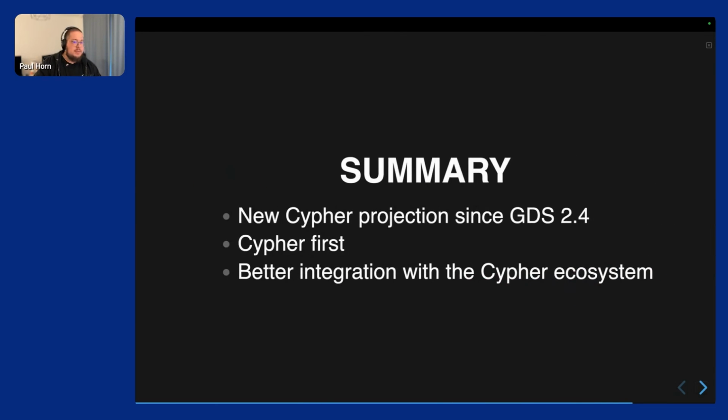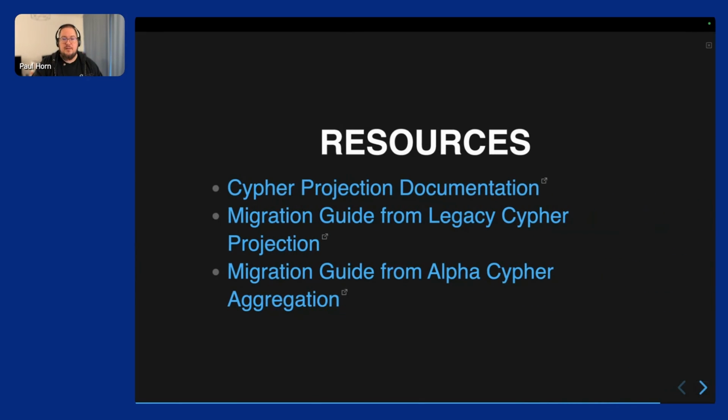To summarize, since GDS 2.4, we have a new Cypher projection. It is Cypher first, and therefore integrates better into the Cypher ecosystem and makes better use of general improvements in Cypher runtimes. We have further documentation: these are links to our GDS documentation and a general documentation link. We also have migration guides for moving from the legacy projection to the new one, as well as migrating from the alpha Cypher aggregation to the new one.